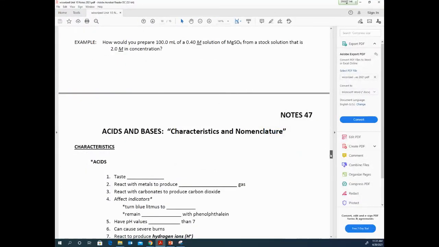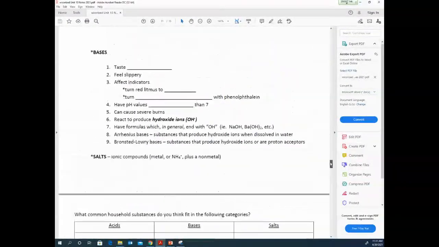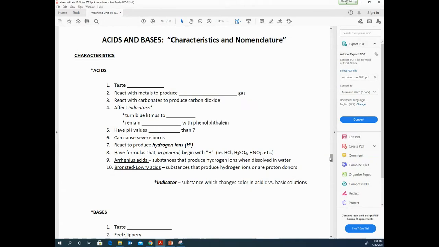So we're just going to do this first part of notes 47. It's going to be really fast. Really just this page and this little chart down here. It's just the characteristics of acids and bases. So really fast. Here we go. It'll just help us not have to do as much tomorrow, so you have time in a class period to finish your assignment for tomorrow.